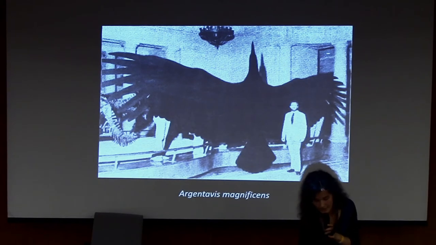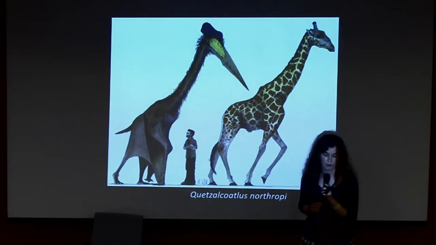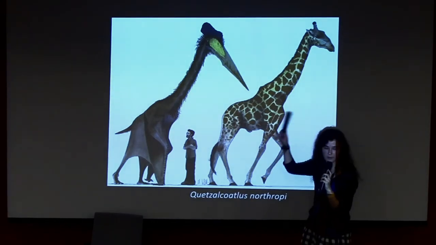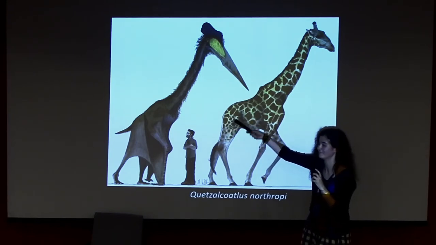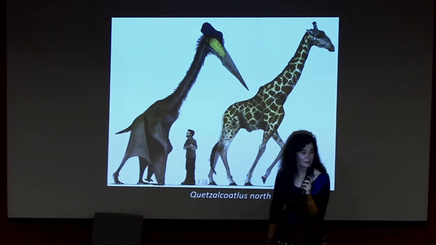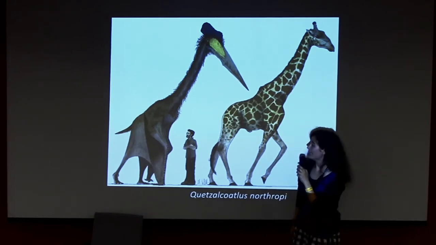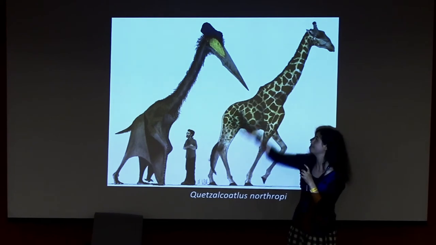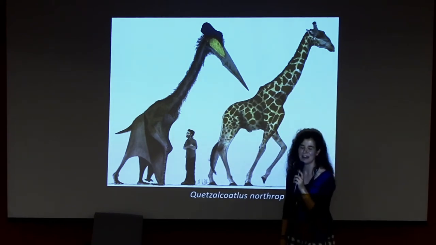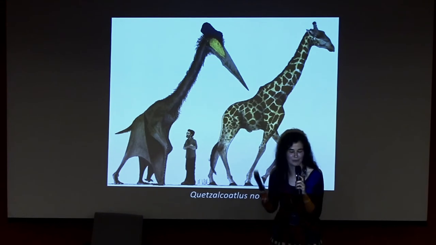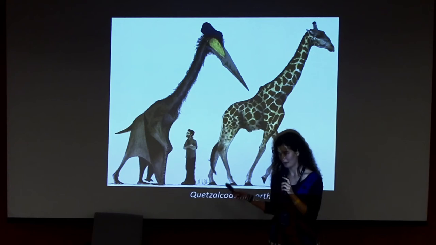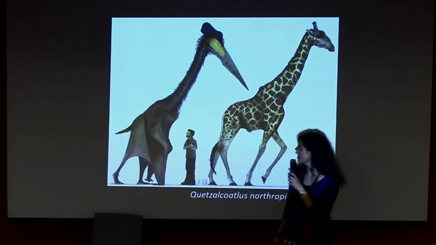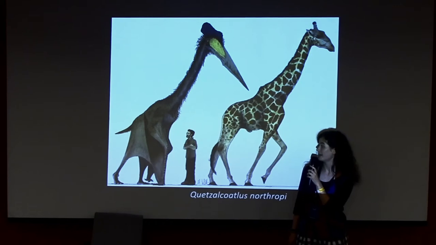But the biggest animal hypothesized to ever have been able to fly is the Quetzalcoatlus. For years I thought that there's no way that a thing like this could keep itself in the air, but apparently it seems that it's possible. It's plausible that this animal was able to fly, and I have never been happier to have been proven wrong. So this animal weighed about 200 kilos.